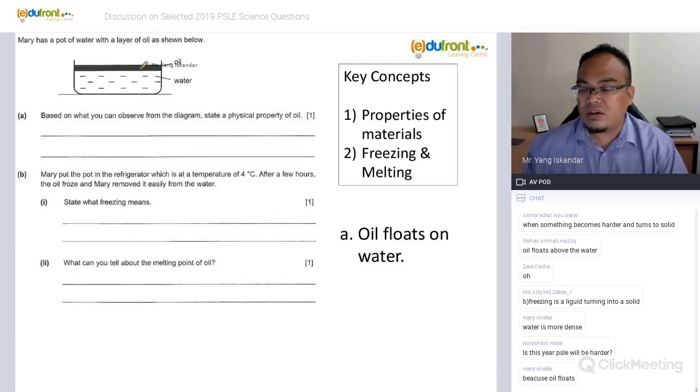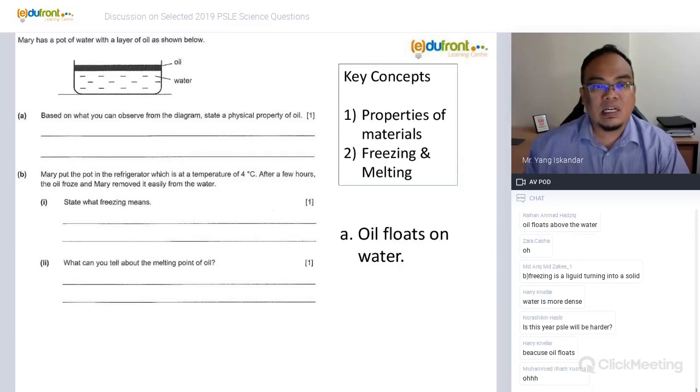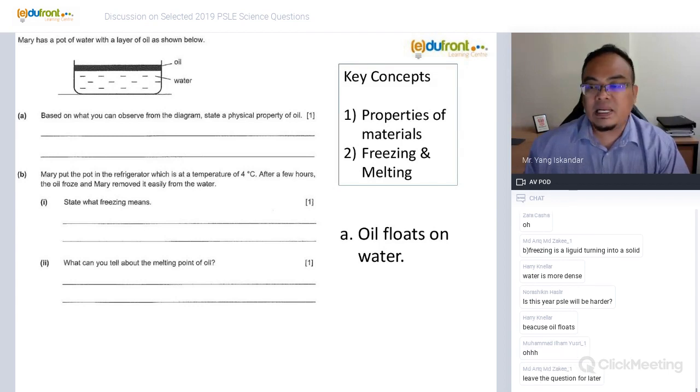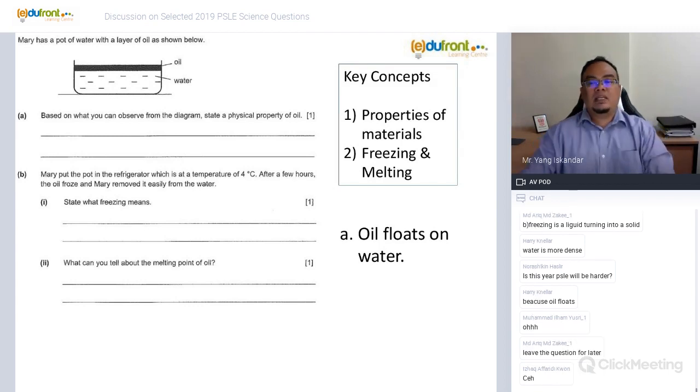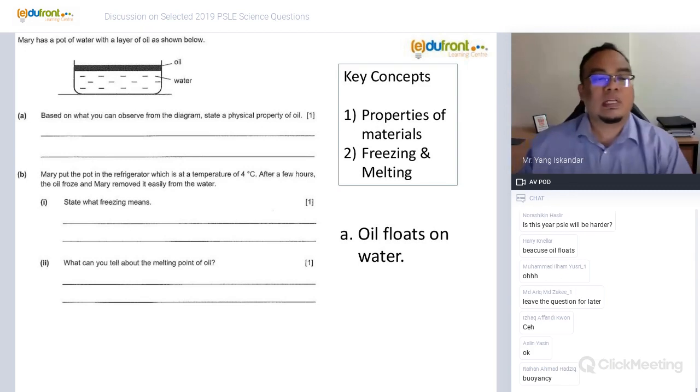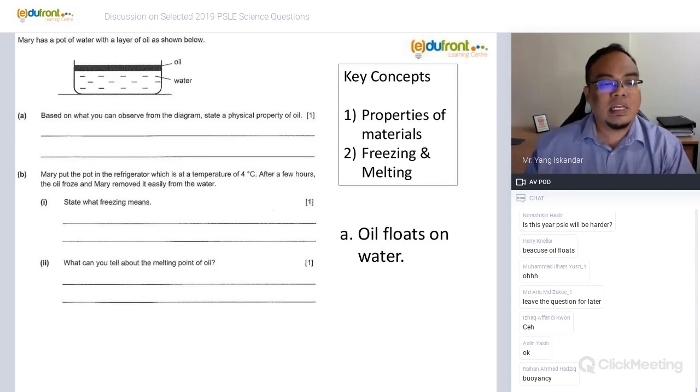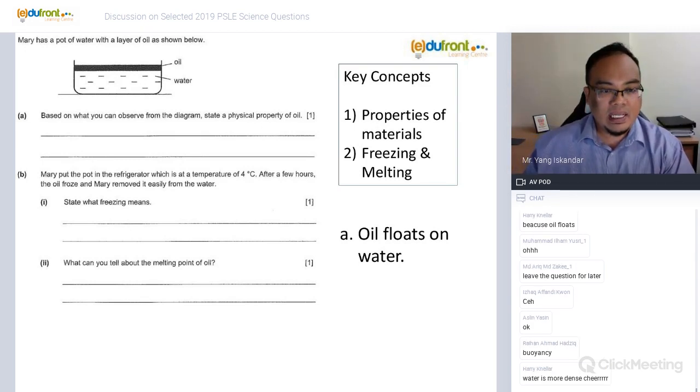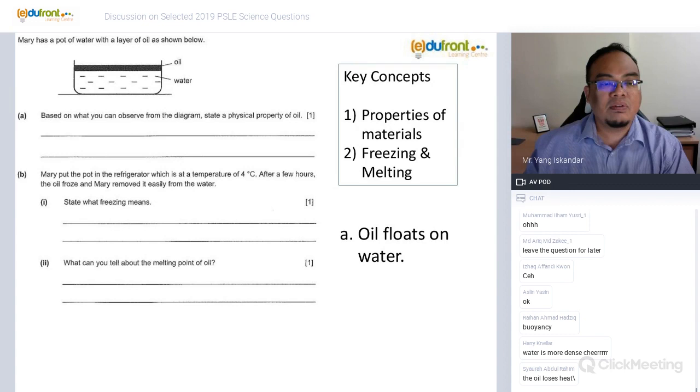This is testing you on the concept of buoyancy, right? Some things can float on water, some things will sink in water. So first part is very easy. Now part B. They ask you, Mary put the pot in the refrigerator, which is at a temperature of 4 degrees Celsius. After a few hours, the oil froze and Mary removed it easily from the water.